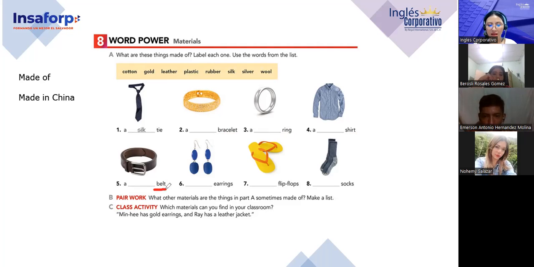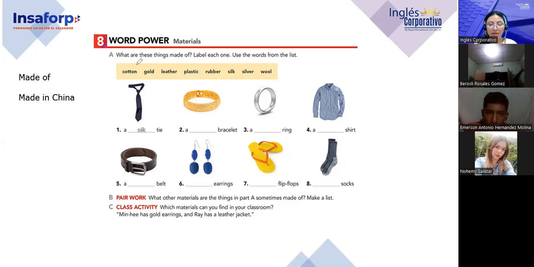In number five, what do you see here? ¿Cómo se dice? Belt. In number six, you can see earring. Earring. In number seven, as you see, we have flip-flops. Las de hule más que todo, son las flip-flops. And the last one, number eight. Socks. Ahí están las prendas y accesorios.